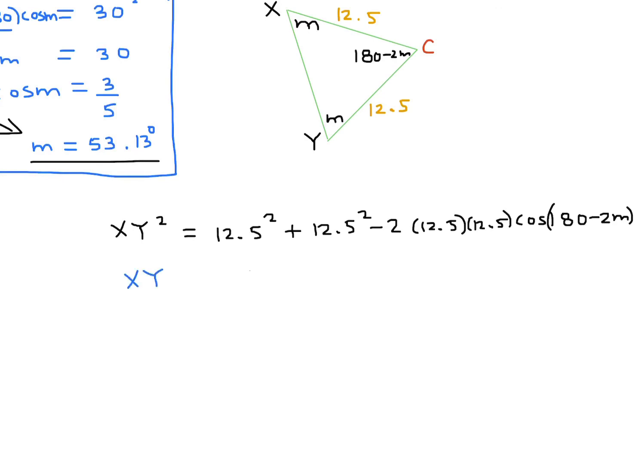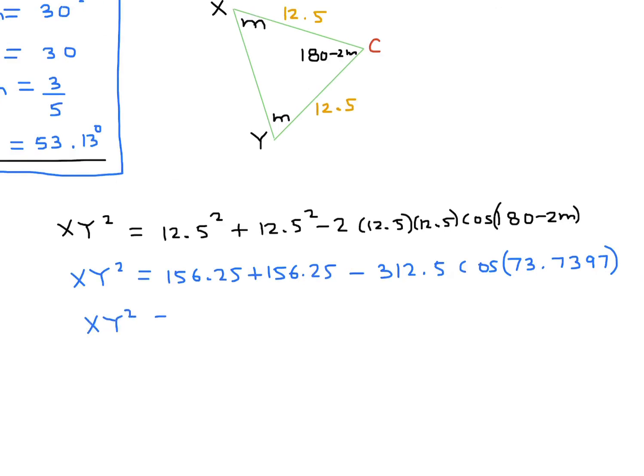So we will now try to expand this. 156.25 plus 156.25 minus 312.5, and then cos m is 53.13. So I'm going to figure out cos of 180 minus 2m. 180 minus 2m is calculated to be about 73.7397. Trying to get this as accurate as possible.